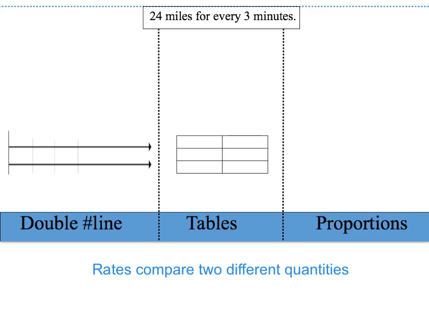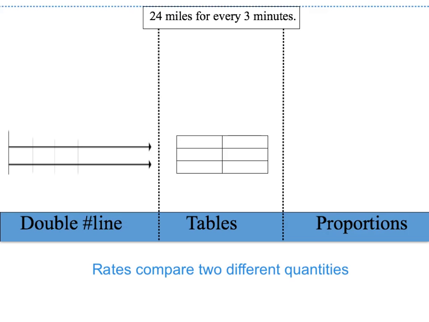In prior lessons, we introduced you to the definition of a rate. We know that rates compare two different quantities. So for example, miles per minute, miles per gallon, miles per hour. Those are all different units and different quantities. So basically, rates are ratios that compare two different quantities. And we've talked about ratios in previous lessons.